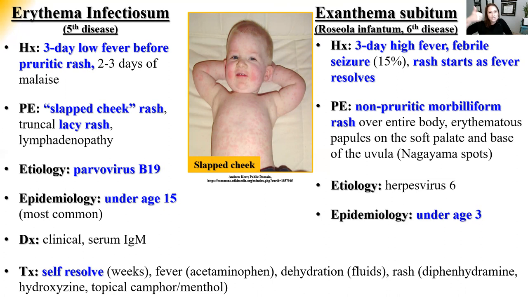They get a high spiking fever, which means they're more likely to have febrile seizures associated with that, because that's a high spike or a quick drop. Nagayama spots are physical exam findings where they get erythematous papules on the soft palate and the base of the uvula, and that's pretty specific to this one.